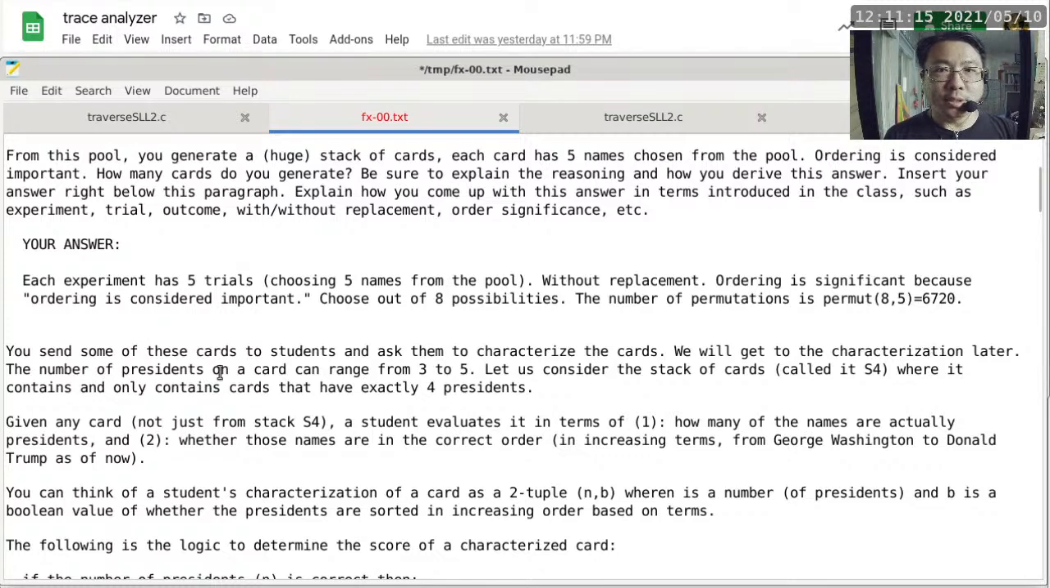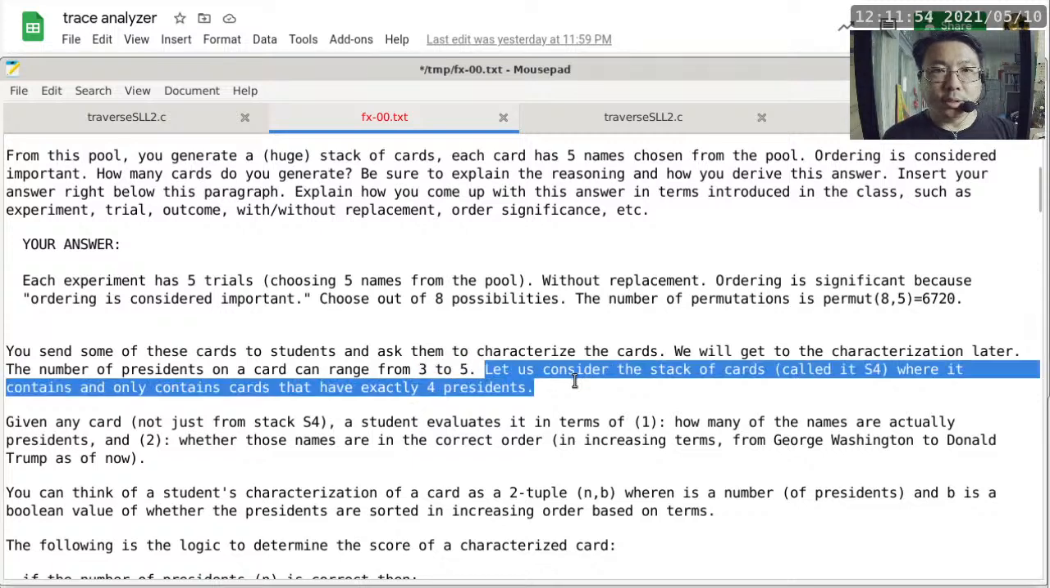The number of presidents on the card can range from 3 to 5 in this case, and that makes sense, right? This is just me restating the obvious because you have 5 names, and out of the 8 people that you choose from, 2 are non-presidents. So in some cases, you end up choosing both of those non-presidents, and then the other 3 have to be presidents. But in some cases, you can choose 5 out of the 6 presidents and not even have a single one of the non-presidents. So that's why the number of presidents on the card can range from 3 to 5.